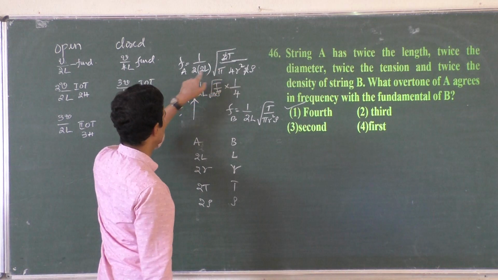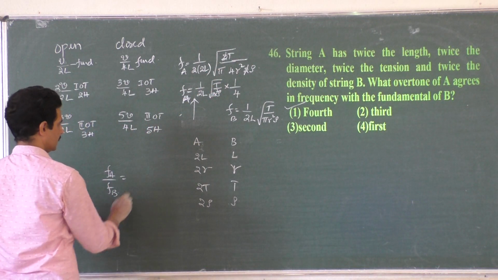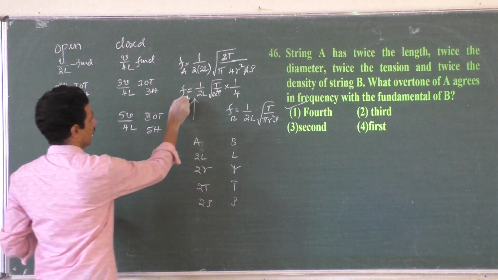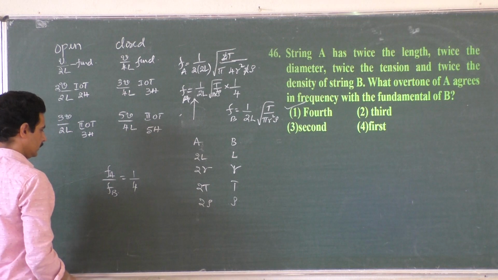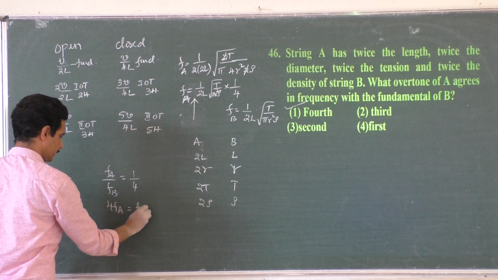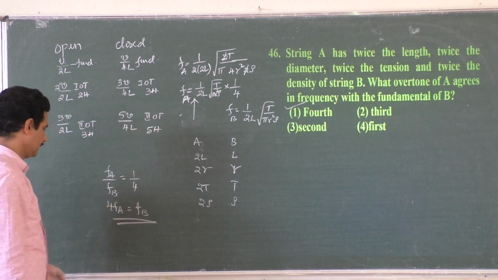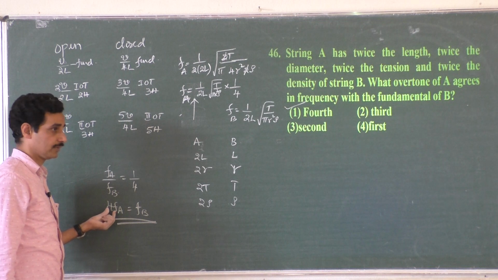1 by 2 will be here. This 1 by 2, 1 by 4. Frequency of A by frequency of B is equal to 1 by 4, isn't it? FA by FB, everything will get cancelled except this 1 by 4. Now, 4 times the frequency of A is equal to frequency of B, correct? That means fundamental frequency of B is 4 times the fundamental frequency of A.